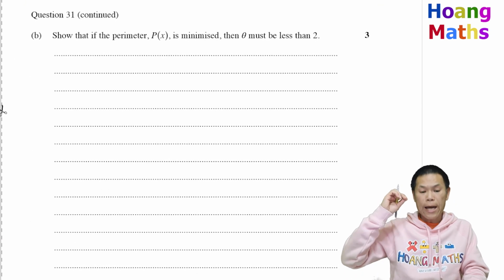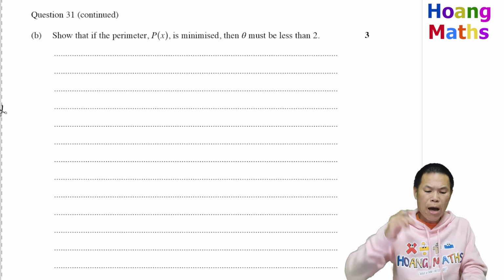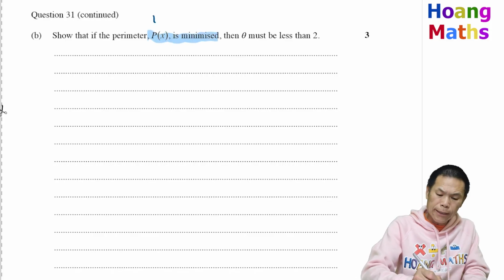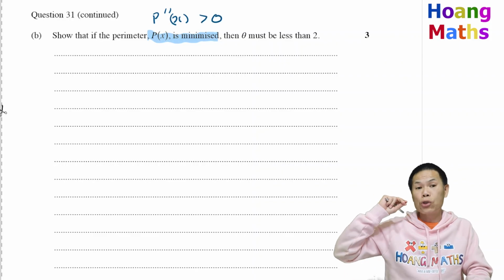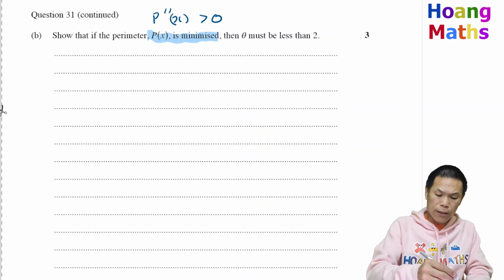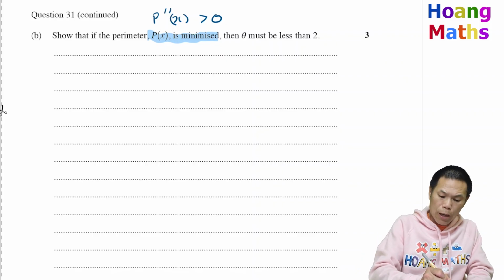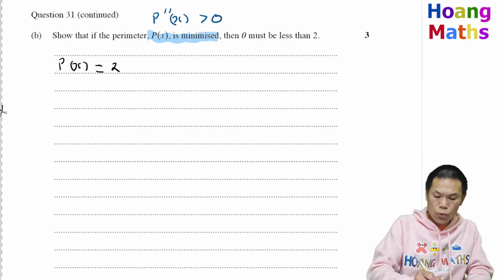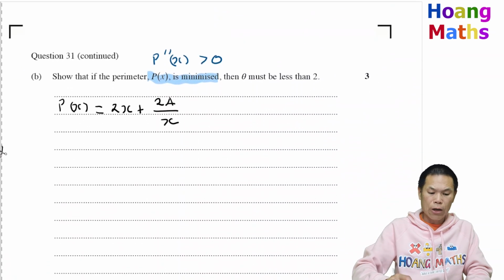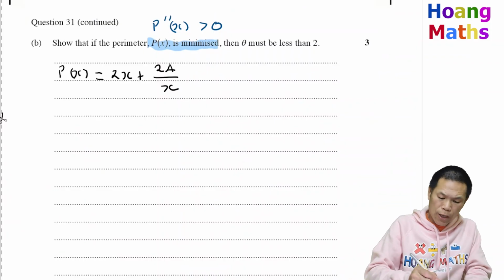Now, part B. Show that the perimeter P of x is minimized. So in other words, P of x is minimized. So that means the second derivative must be greater than 0. So somehow we need to show that it is greater than 0. So let me just write the function down first. So we know that P of x is 2x plus 2a over x. Let's just double check. 2x, 2a over x. That is correct.